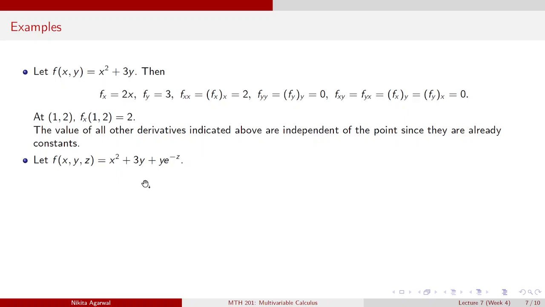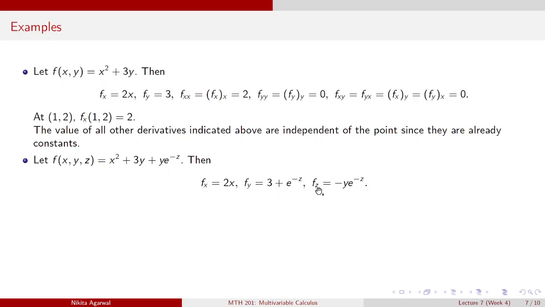Let us look at this example, x squared plus 3y, where there is an extra term which has a product of y and z. So if you calculate fx, it comes out to be 2x, right? Because the second and third terms are constants. For fy, the first term is a constant, the second term with respect to y gives you 3 and the third term with respect to y gives you e to the minus z. So you get 3 plus e to the minus z.